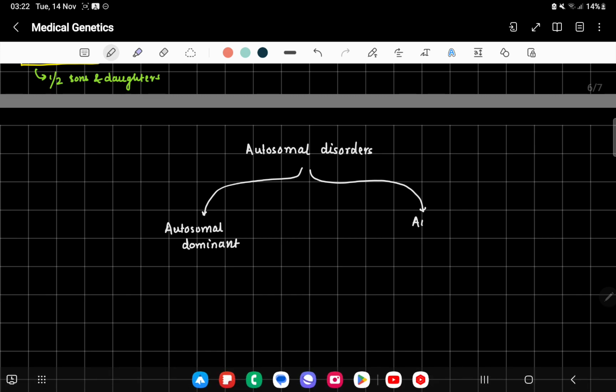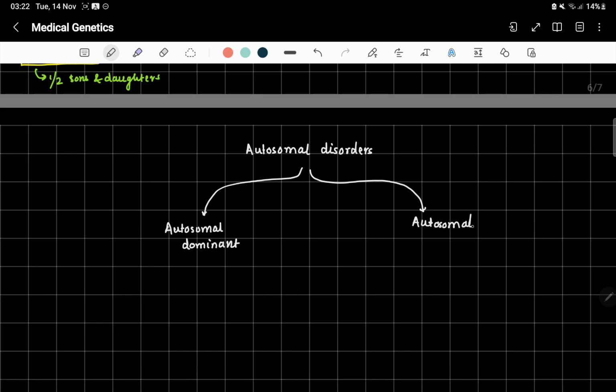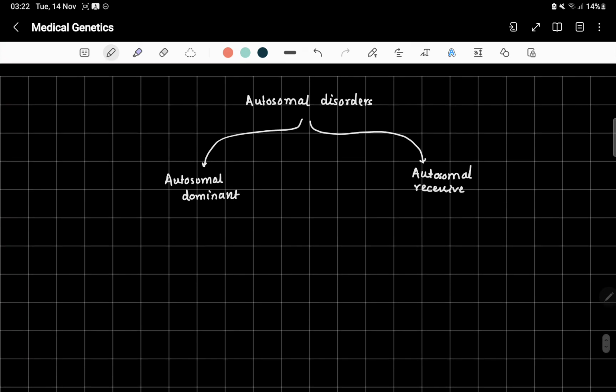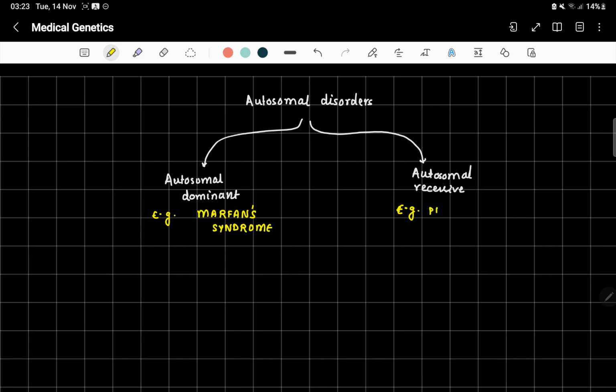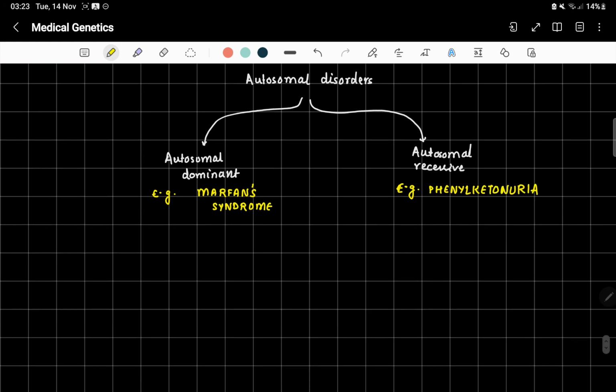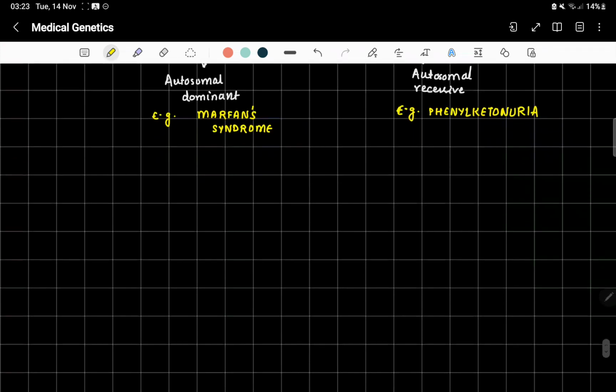And we can have autosomal recessive also. Okay, so autosomal dominant, we can have for example Marfan syndrome. What I am teaching is strictly within your syllabus, not beyond that. And autosomal recessive is phenylketonuria. So Marfan syndrome is an inherited disorder.